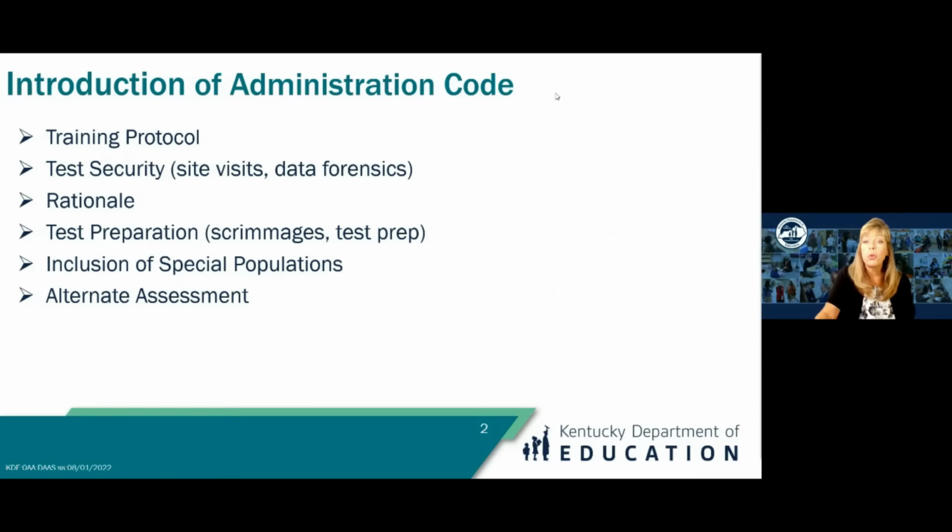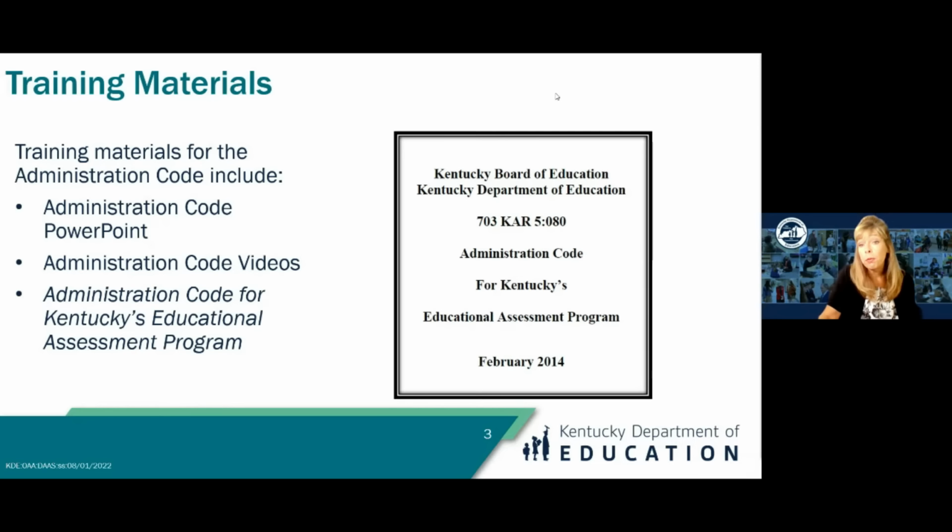During this section, we will cover the introduction of the Administration Code. This includes training protocols, test security, rationale, test preparation or test prep, the inclusions of special populations, and the alternate assessment. The support material that you received include the Administration Code, Kentucky's Educational Assessment Program, this PowerPoint, and the training videos. Please note the page number at the top of the PowerPoint slide or referenced within the slide throughout the presentation is where the information can be found in the regulation.